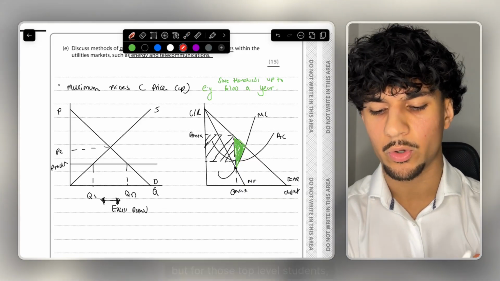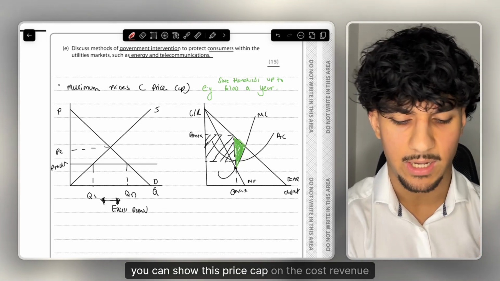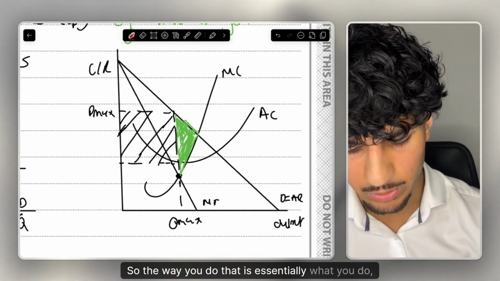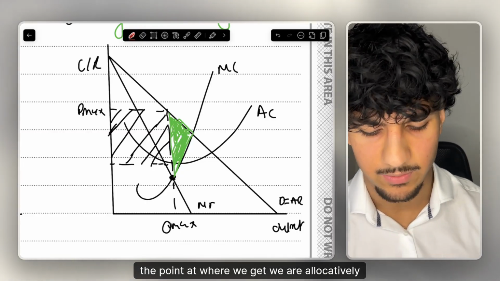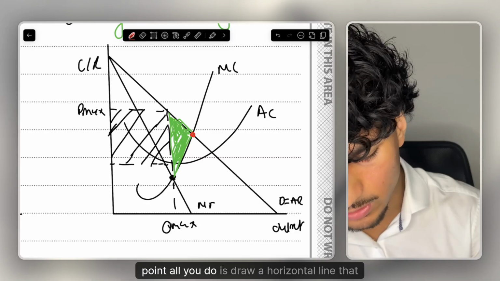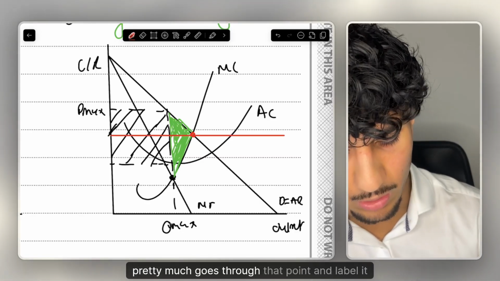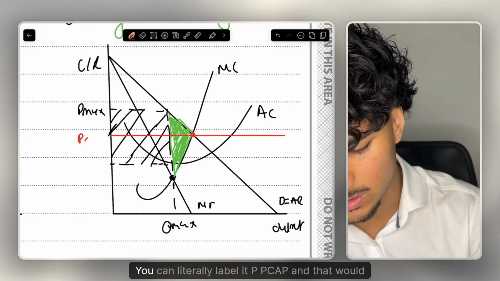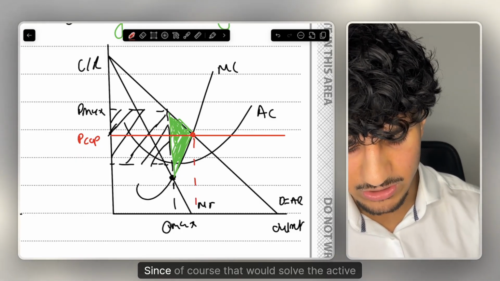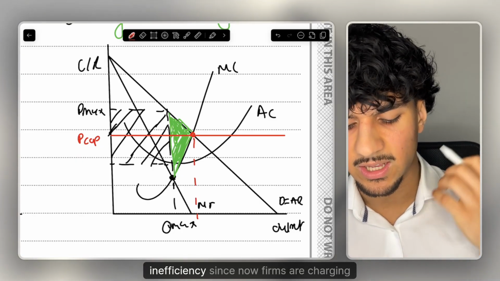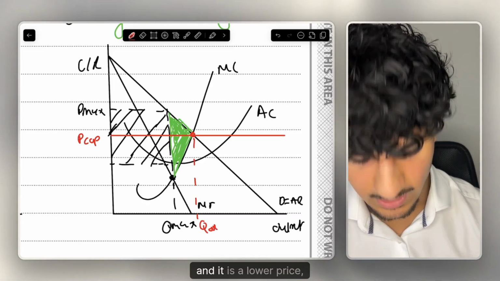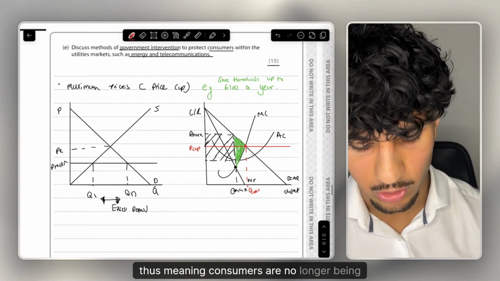But for those top level students, what you can actually do, you can show this price cap on the cost revenue diagram itself. So the way you do that is essentially what you do. The point where we are allocatively efficient, which is of course where MC equals AR, at that point, all you do is draw a horizontal line that pretty much goes through that point and label it price. You can literally label it P cap, and that would be our price cap. Why? Since of course that would solve the allocative inefficiency, since now firms are charging the allocatively efficient price, and it is a lower price, thus meaning consumers are no longer being exploited.